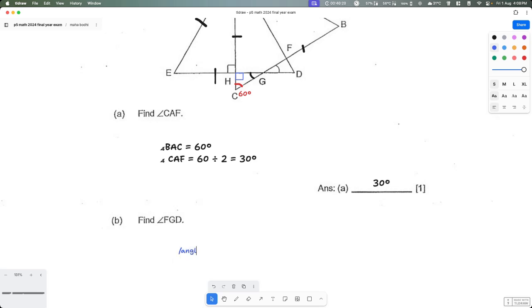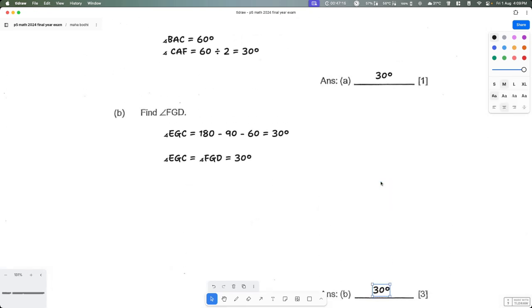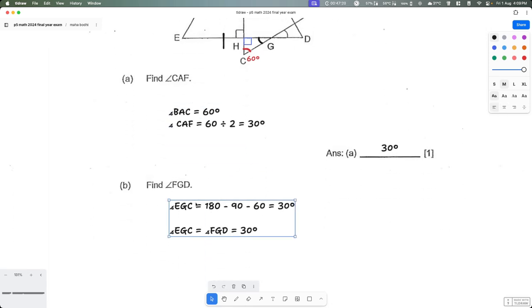So angle EGC is equal to angle FGD, right? So EGC over here, it's the same as FGD, right? So I'm going to make this medium and black. So angle EGC is equal to 180 minus 90 minus 60, and this is equal to 30 degrees as well. Okay, since EGC is equal to FGD, this is also equal to 30 degrees as well, right? So therefore, this is 30 degrees.